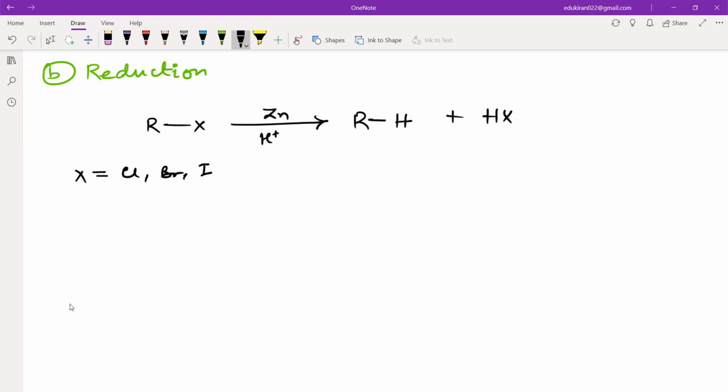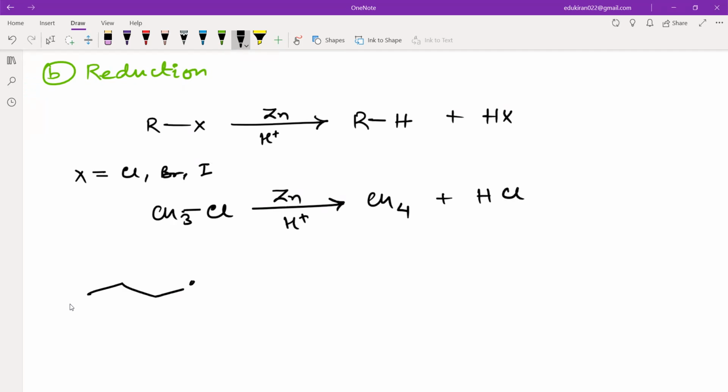So the reaction I can write as CH3Cl reacting with H plus in the presence of zinc, and it is going to give me CH4. One hydrogen will be added, plus you will be making HCl. You can also have zinc in the presence of HCl. Okay, so simple reaction with hydrogen, H plus, in the presence of zinc.